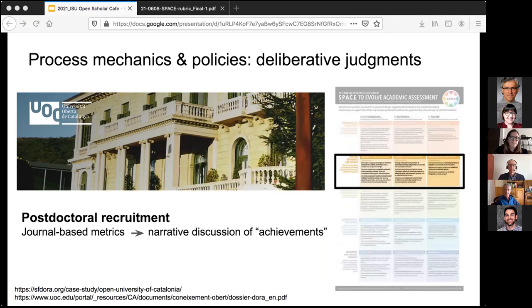And then in terms of what they changed, they shifted from those journal-based metrics for postdoctoral recruitment to the narrative discussion of achievements. And so the task force was really pivotal for capacity building here, both in defining what those achievements were, but also in designing rubrics to guide the evaluator, so there was consistency across the evaluation. So this task force played a very big role.